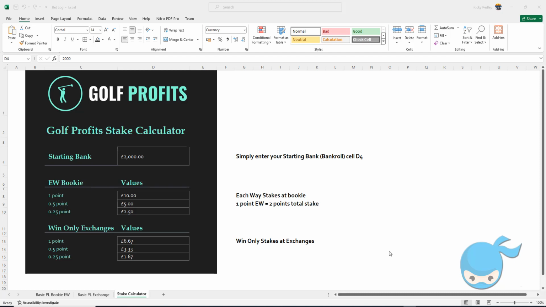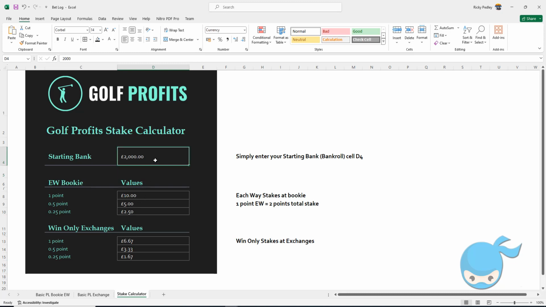So a common question is, well, what's my stake size? What should my bet size be for a point, etc. And this calculator is designed to do all the hard work for you on the calculations. So simply open it up and enter your starting bank in there. So £3,000, £500, £2,000, whatever. Enter that in there.